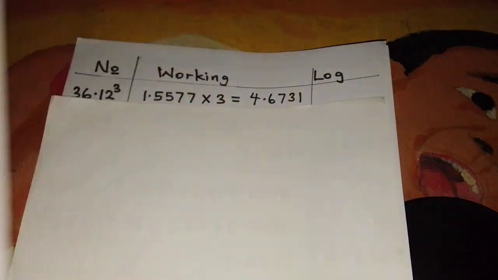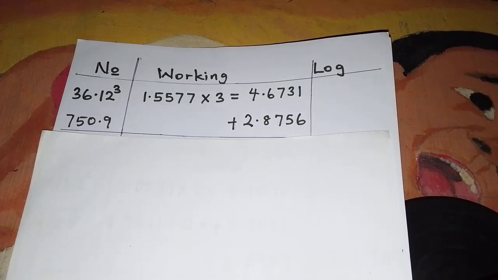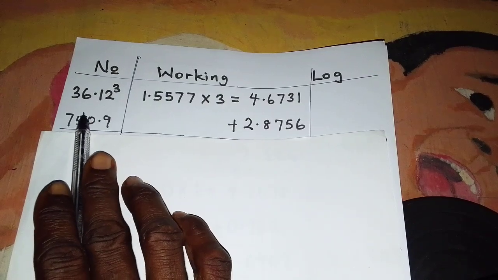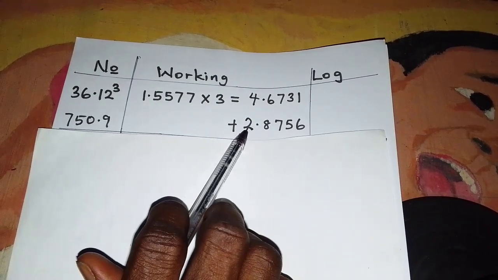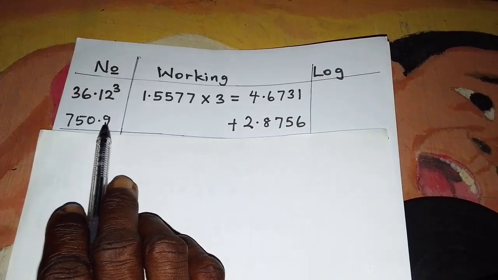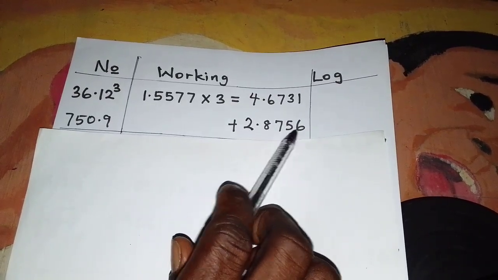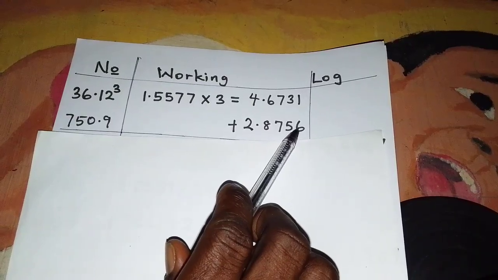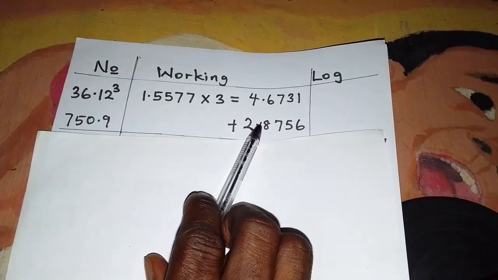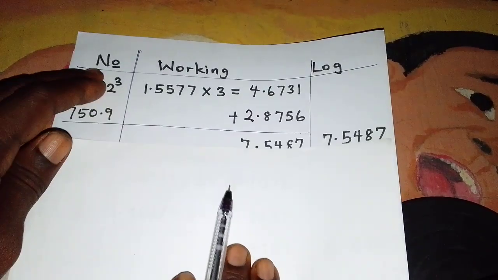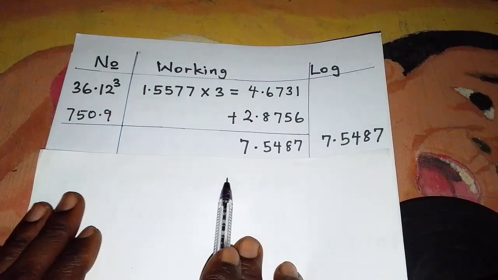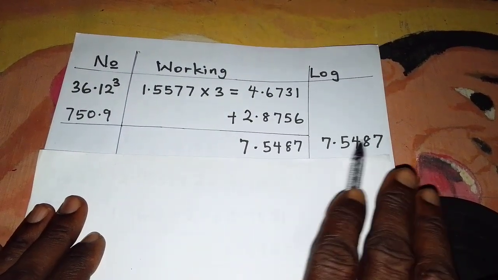Then you come to 750.9. You look for the logarithm. How many times will you move this one? 1, 2. That means you're having 2 point. Now look for the logarithm of 75 under 0, difference of 9, which will give you 8756. Because for the numerator you have to multiply them, you are going to add their logarithms. So when you add the logarithms, you are going to have 7.5487. So now write the answer for the logarithm here.